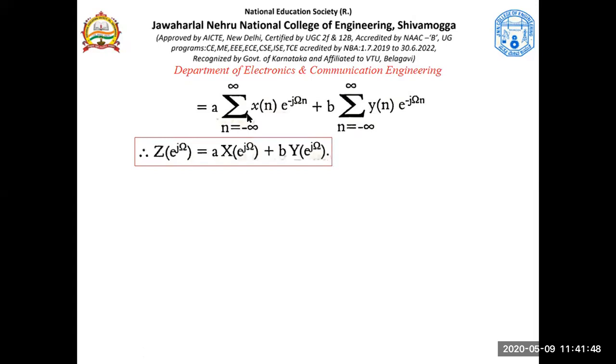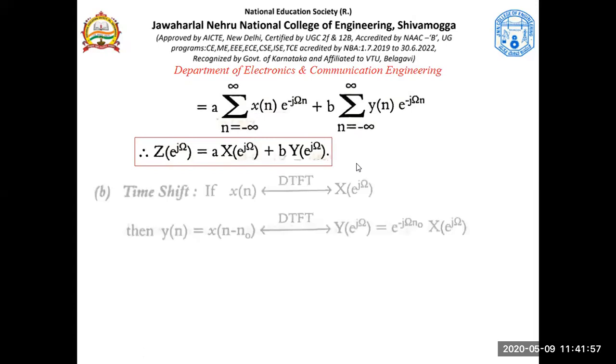Fine. So if you look at this term and this term, you will understand they are the spectrums of x of n and y of n. So this is linearity, quite a simple stuff, and you all understand that. Fine.